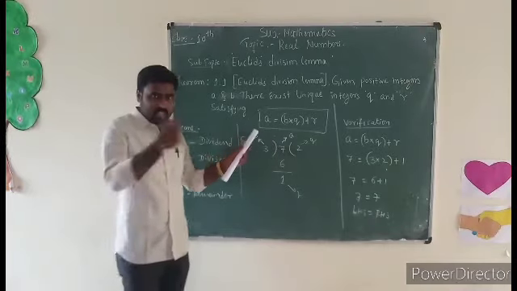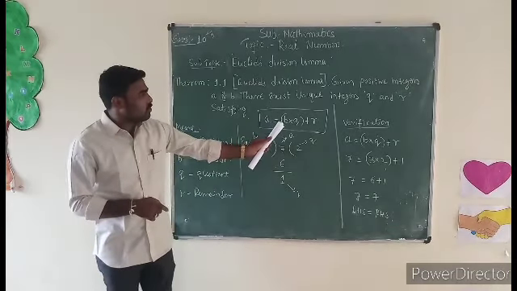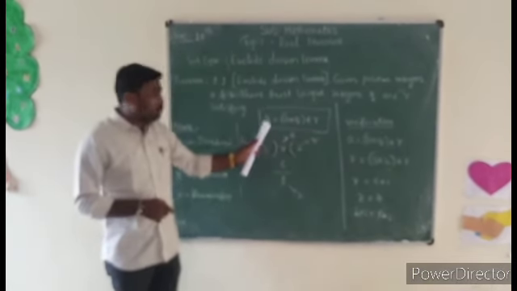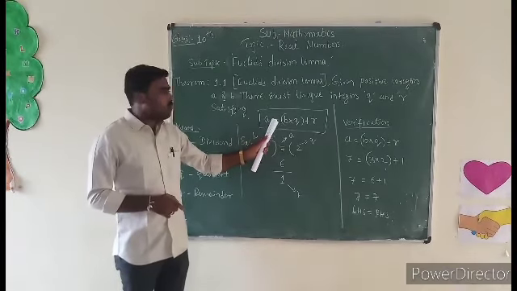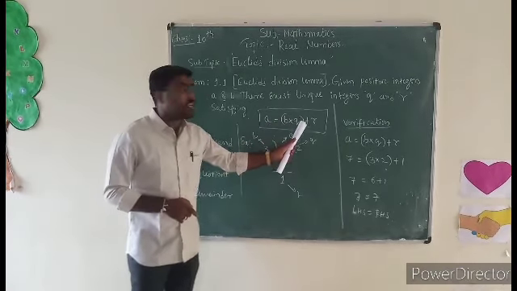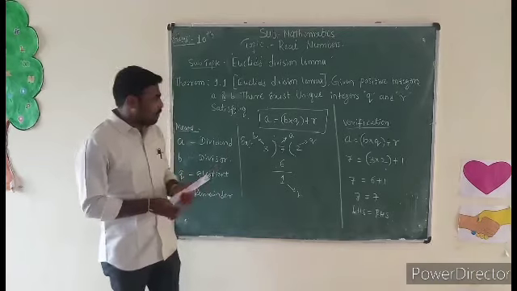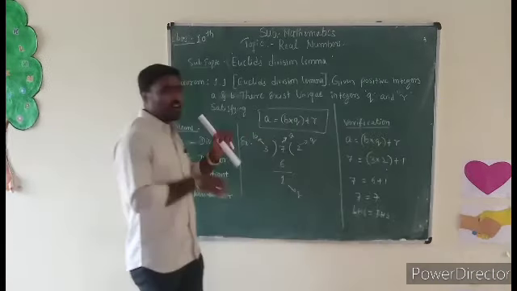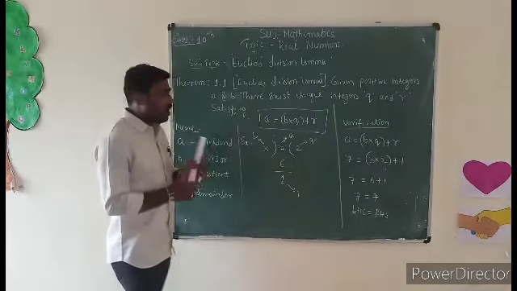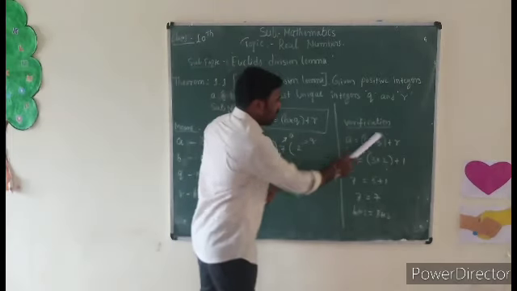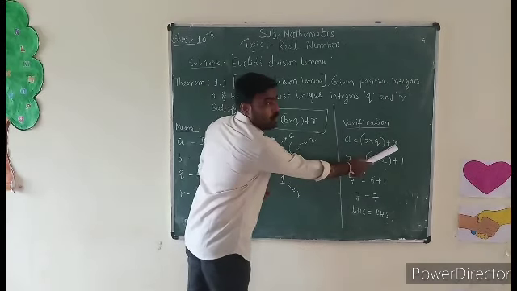So the relation is given: a = b × q + r. That is, dividend equals divisor into quotient plus remainder. For example, that is verification. We have to verify that LHS is equal to RHS. That is verification. a = b × q + r.